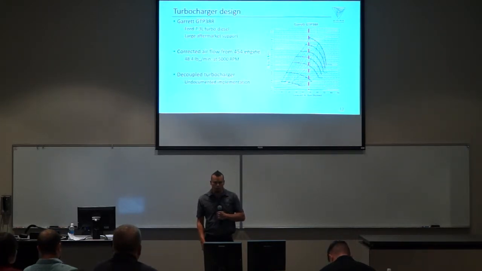On the right is the compressor map for the turbocharger. The red dotted line was our corrected mass airflow from the 454 engine at 5,000 RPMs. We were expecting that we'd be somewhere along that line inside the compressor map while we were running this. However, we are running a decoupled turbocharger. What that means is that the air exiting the compressor is not running through the engine and then back into the turbo.